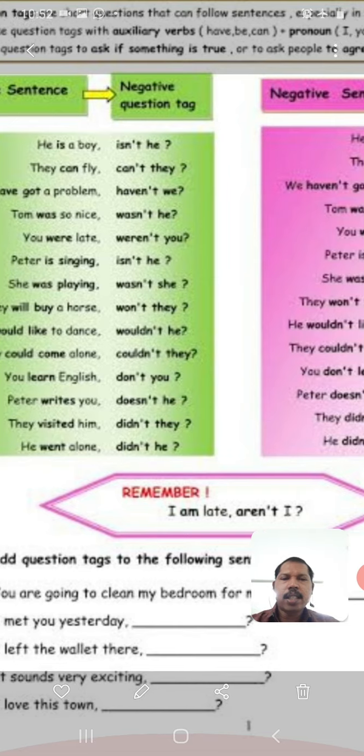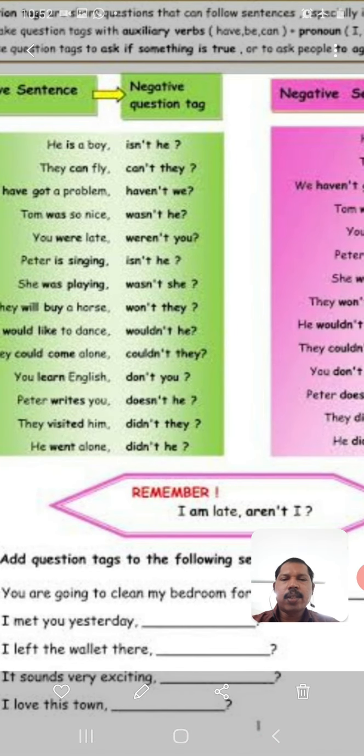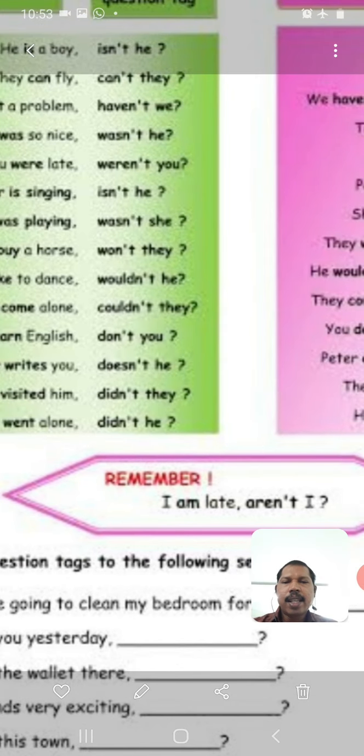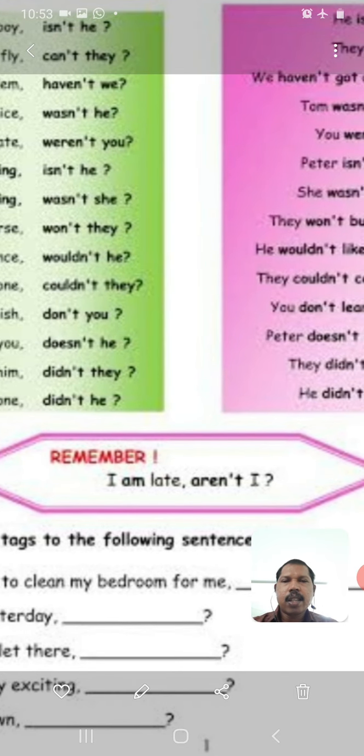So these are the examples for the negative tags and positive tags. And remember one thing: for is we say isn't, for will we say won't, for was we say wasn't as a negative. But for am we have to say aren't. Remember, I am late, for that the question tag will be aren't I. So this comes under an exception.